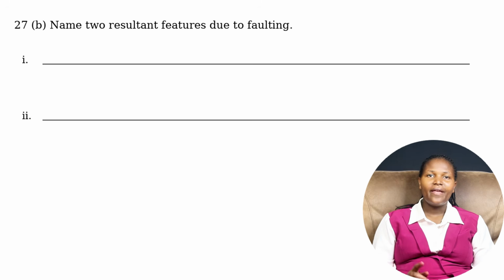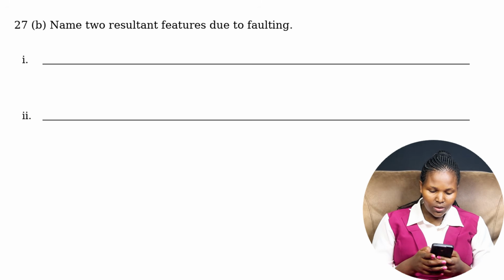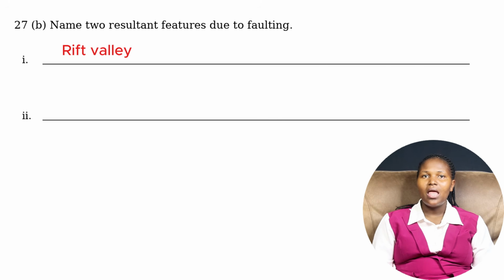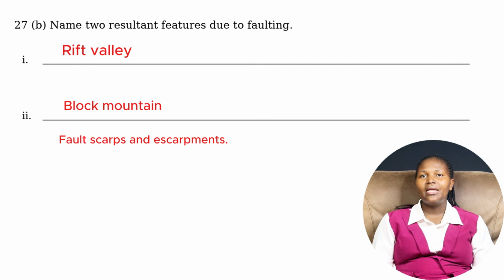And then question 27B. Name 2 resultant features due to faulting. Now, due to faulting, one of the features you observe is the Rift Valley. That is a feature that is formed through faulting. Another feature formed through faulting is the block mountain. You see block mountains. You can also talk about fault scarps and escarpments. They also occur as a result of faulting.